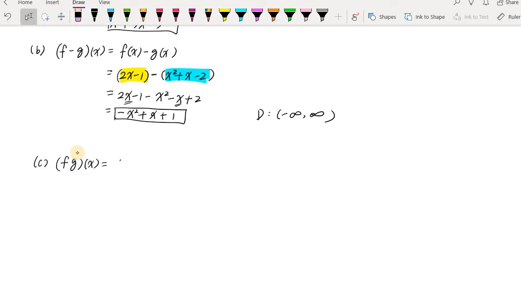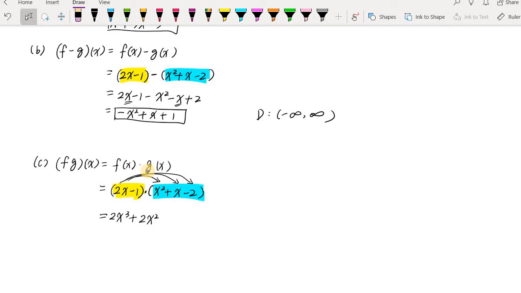Alright, this is just the same thing as f of x multiply g of x. Again, this is f of x, this is g of x, and between is a multiplication. Okay, so that will be 2x to the third power. Then we're going to have a plus 2x squared, and then negative 4x. And then here we're going to have subtract x squared, and then subtract x, and then plus 2.